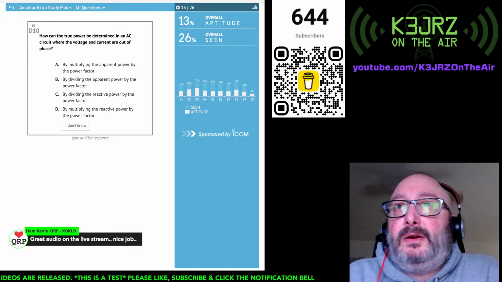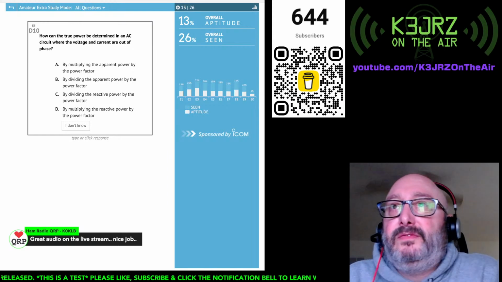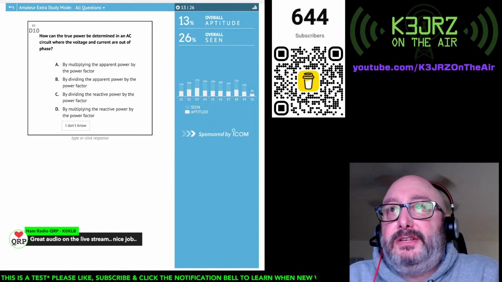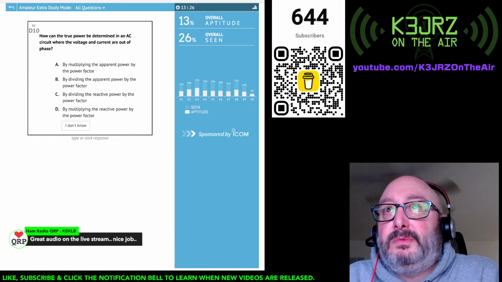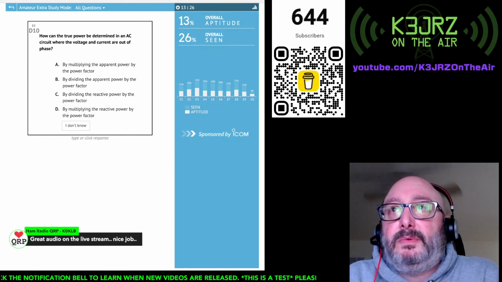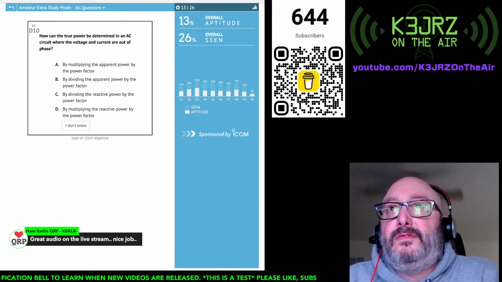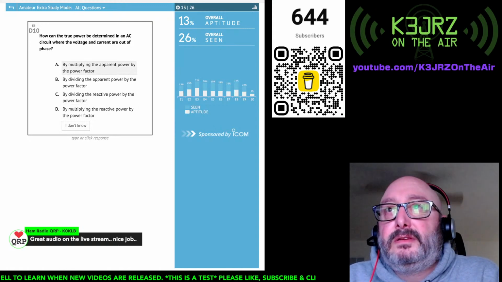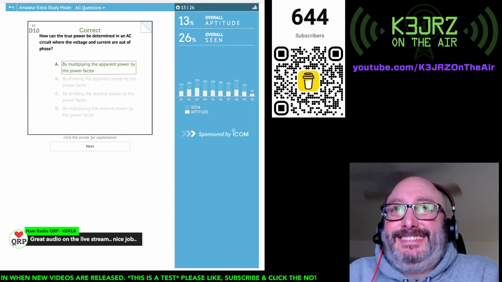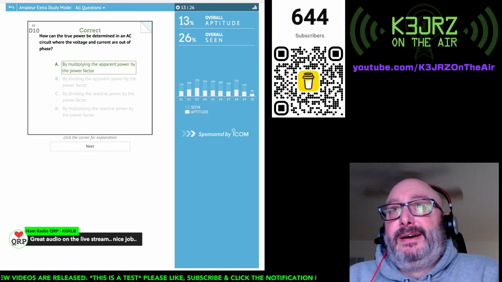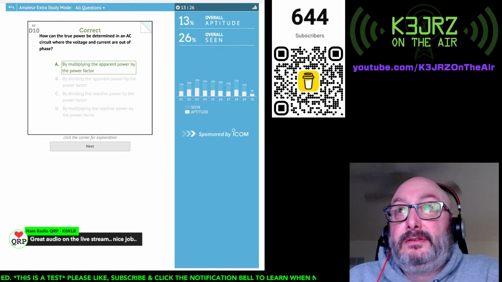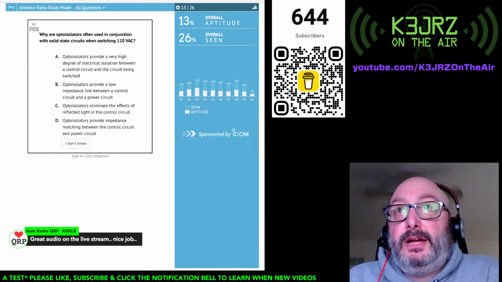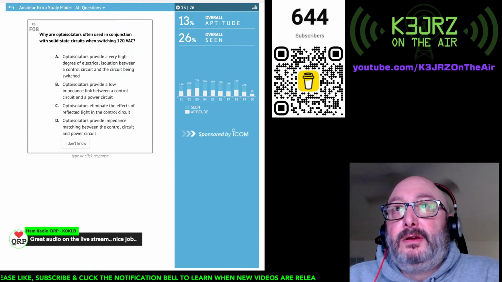How can the true power be determined in an AC circuit when the voltage and current are out of phase? By multiplying the apparent power by the power factor. Oh, for fuck's sake. By multiplying the apparent power by the power factor. Fox Force 5.